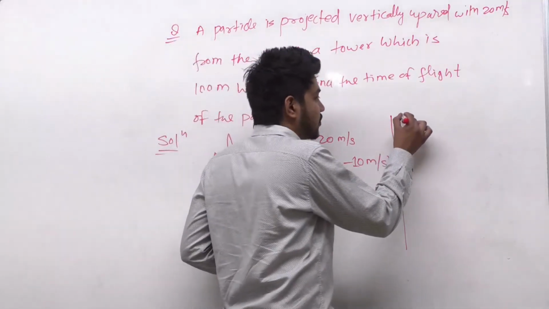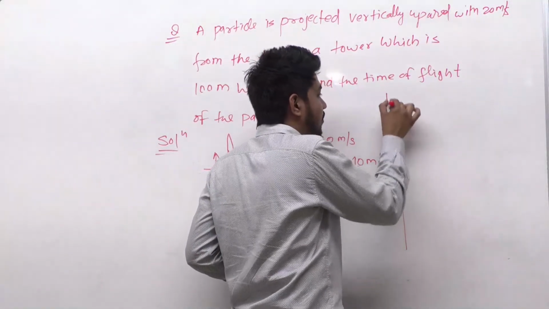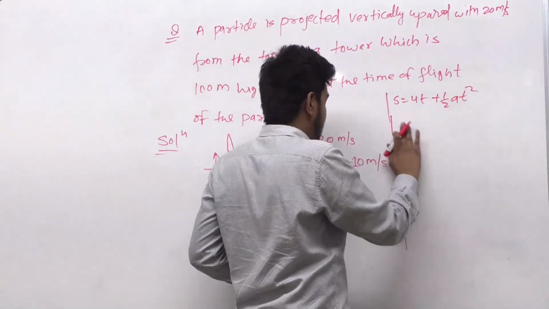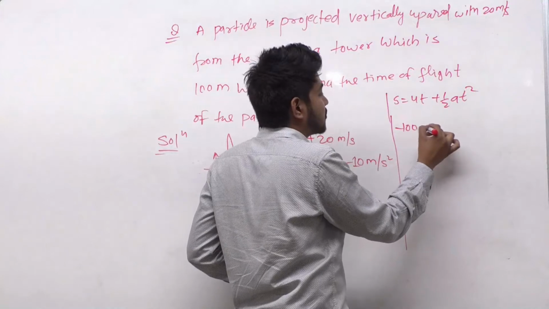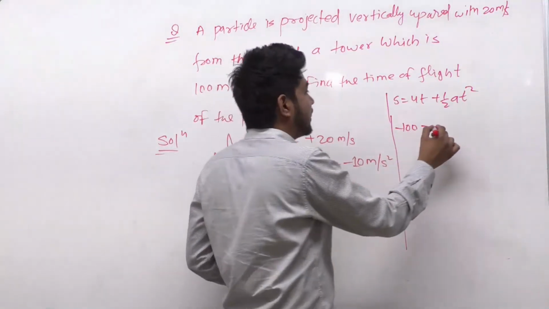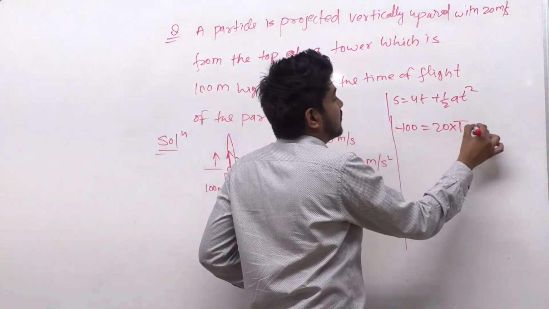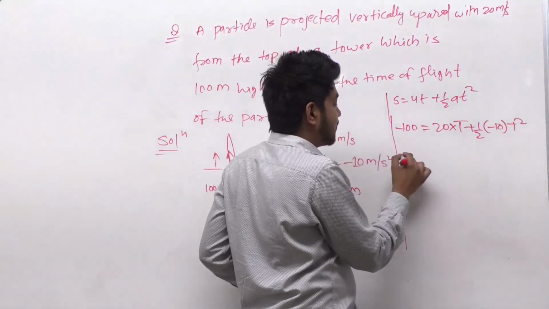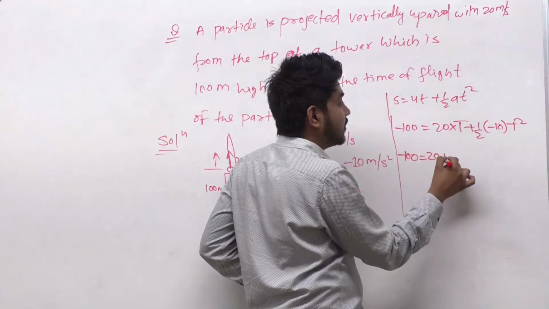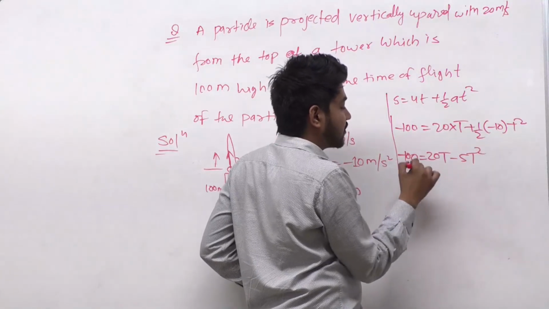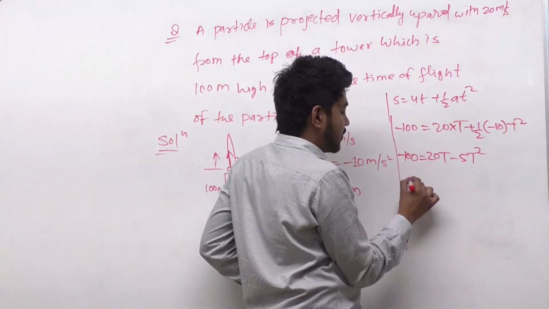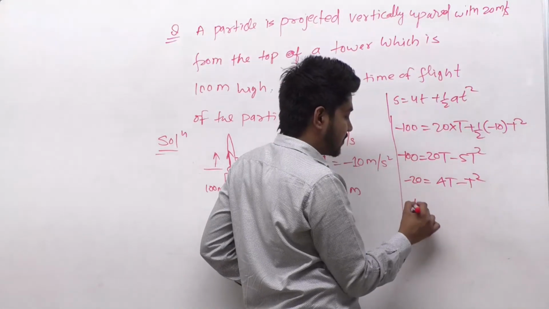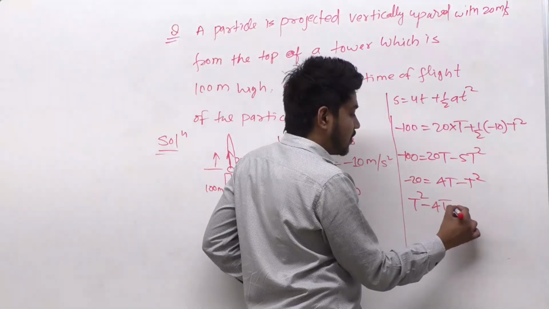So again, s is equal to ut plus half of a t square. So s is how much? Minus 100 is equal to ut, initial velocity is how much? 20 t plus half of minus 10 t square, right? So if I simply rewrite this equation, 100 is equal to 20 t minus 5 t square. If I divide this equation by 5, it will be 20 is equal to 4t minus t square, and if I rearrange everything, t square minus 4t minus 20 equals 0.